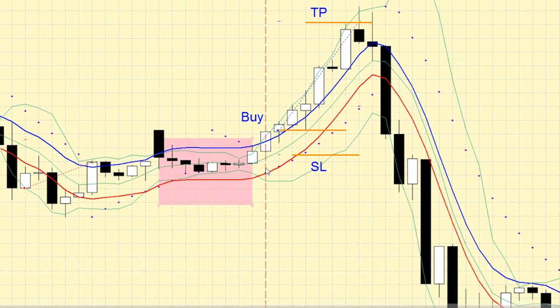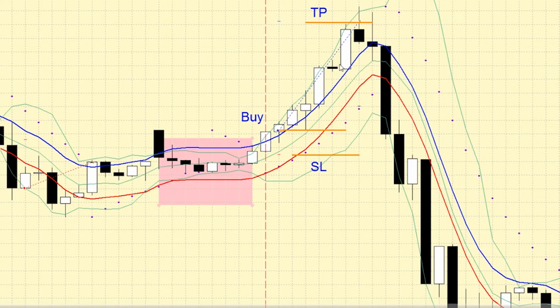That is, we waited for the candle to close, after which our blue or red line was broken. At the same time, we pay attention to the Parabolic SAR. If the Parabolic SAR is below our price, then we make a deal to buy. If it is above, then we make a deal to sell.